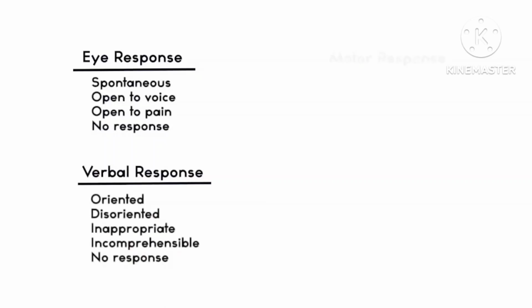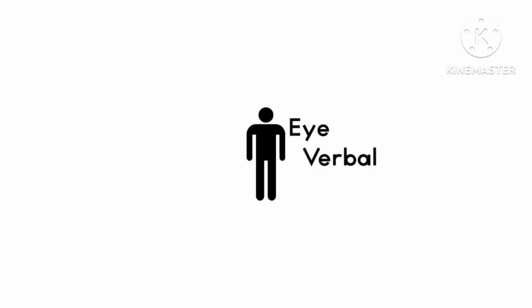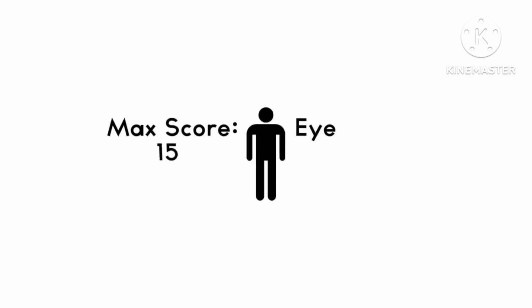But it is a very helpful, quick, and easy way to neurologically assess a patient, whether you're doing serial neurologic exams or classifying traumatic brain injury. There are 3 categories for a total of 15 points, and the lowest score possible is a 3.